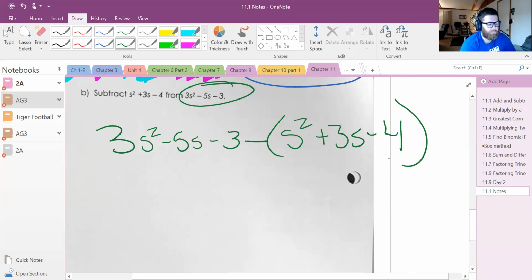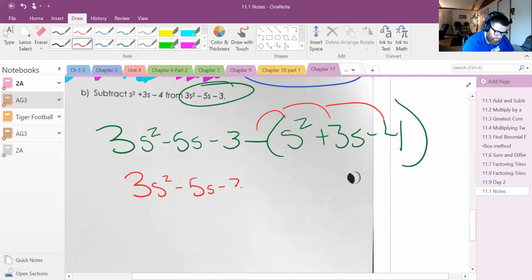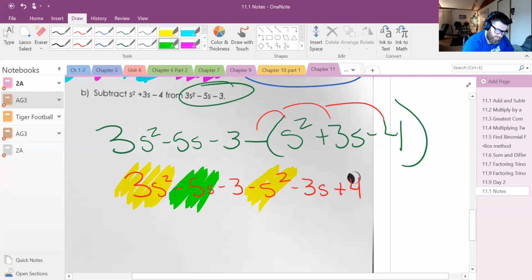Okay, you have to put it in parentheses because we need to distribute our negative and rewrite the problem. That's the second step. Remember, it's plus 4. Two negatives make a positive. Okay, combine like terms. We have s squareds, single s's, and last but not least, we have the constants.